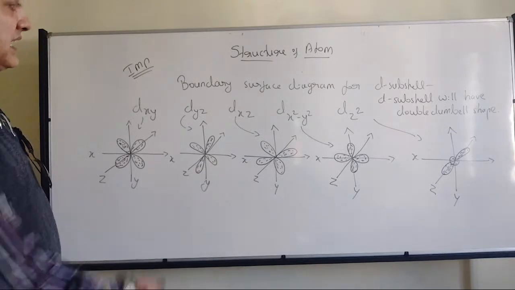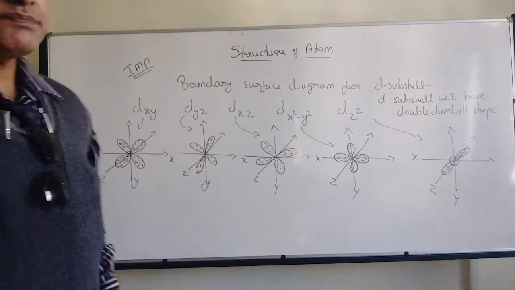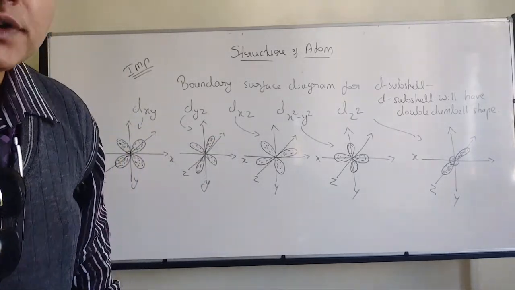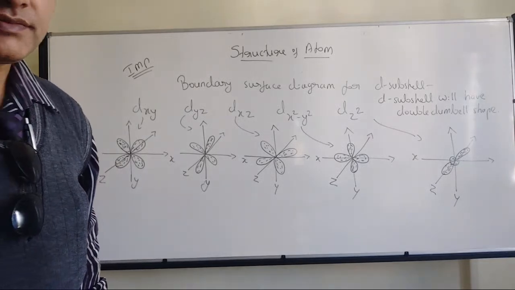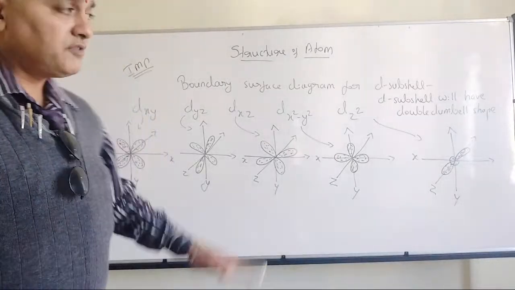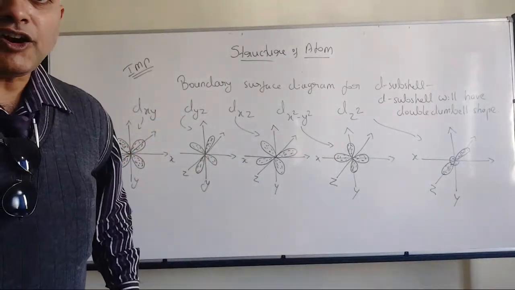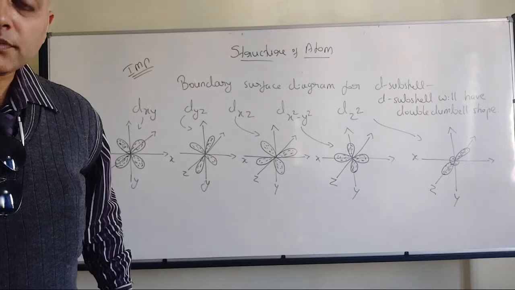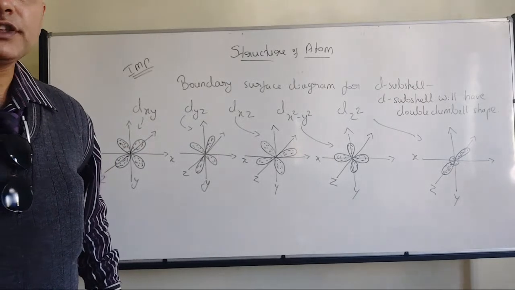Now if you observe it carefully, with respect to the shapes, which one looks different? This was for 1 mark question. If you see the structure of the d orbital, which particular orbital looks different with respect to the shape?